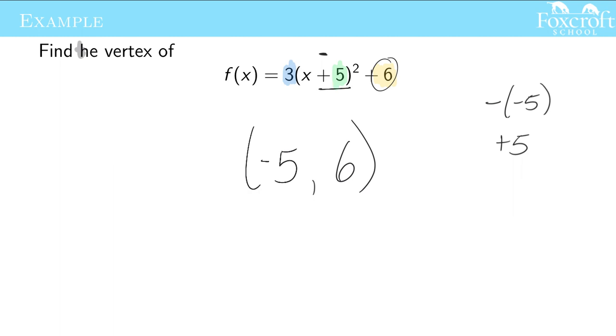So the basic idea is, for the k value, the y value, you just write exactly what you see. For the h value, the x value, you write the opposite of the sign you see. And that's just because there's a minus in the formula.